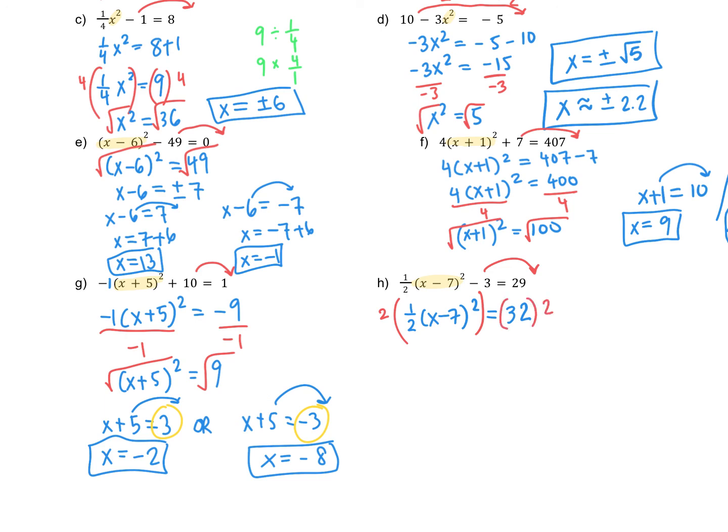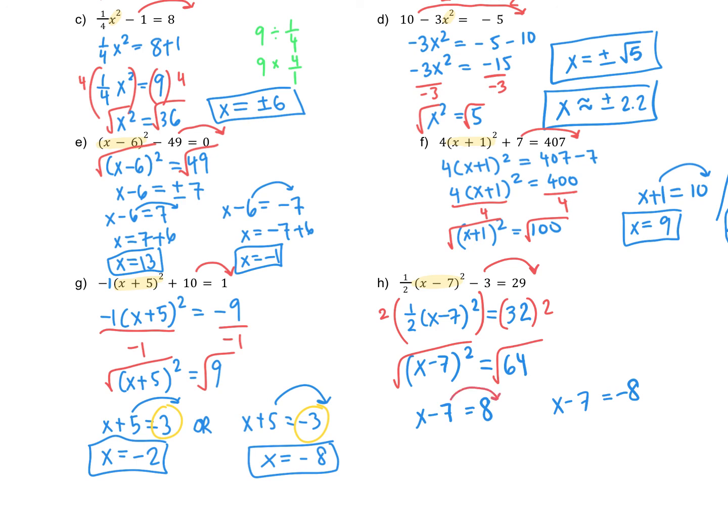That way, 2 times a half is just 1. So we're left with our nice bracket, the power of 2. And 32 times 2 is 64. Now we're back to square root both sides. The square root of 64 is 8 or negative 8. Don't forget the other half, plus or minus, every time you square root.